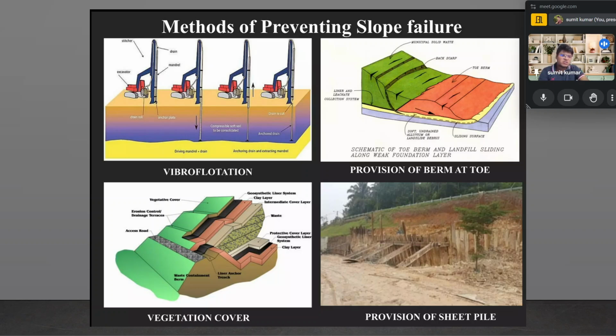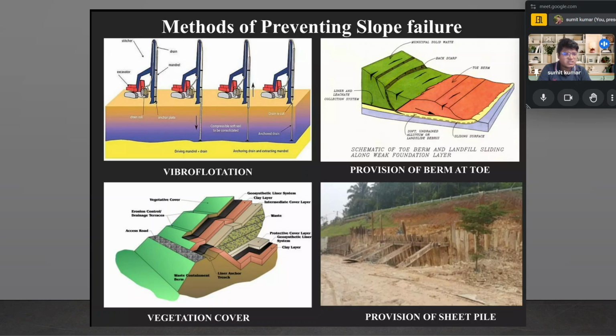Vegetation is one of the most basic things. If we provide that in a good manner, it reduces the chances of failure. The next one is the provision of the seed pile. We have read about the seed pile many times. Bulkheads, in which the seed piles are provided in bulk, resist the failure along the slope as well.